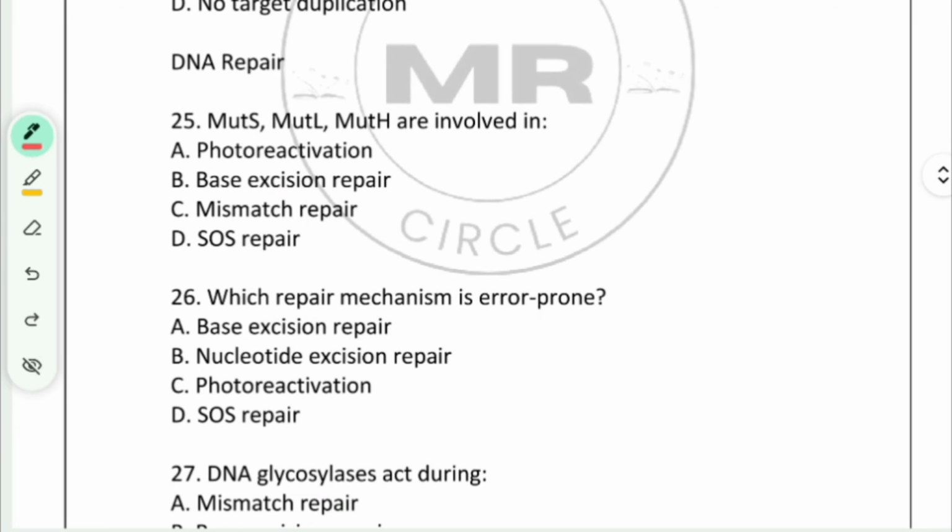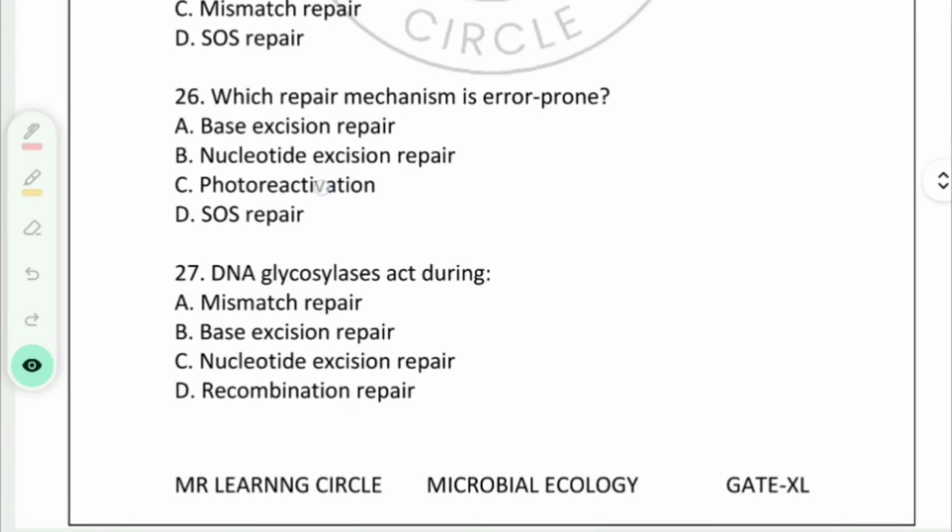Question number 25. Mut-S, Mut-L, Mut-H are involved in. Options are A. photoreactivation, B. base excision repair, C. mismatch repair, D. SOS repair. So the correct answer for this question is option C, mismatch repair.